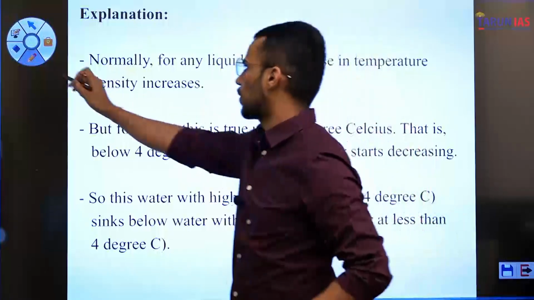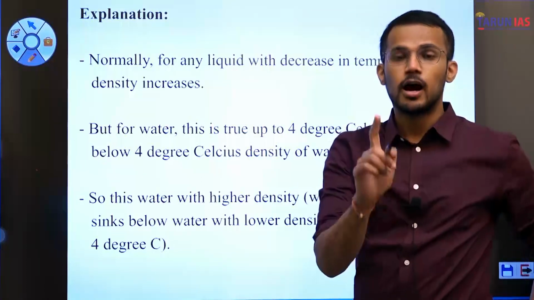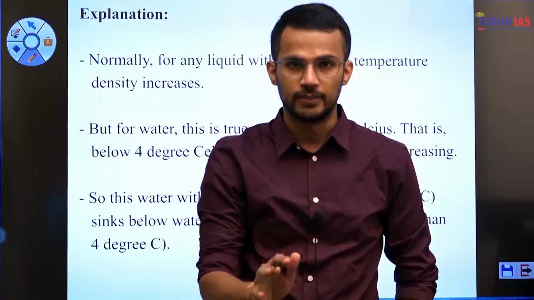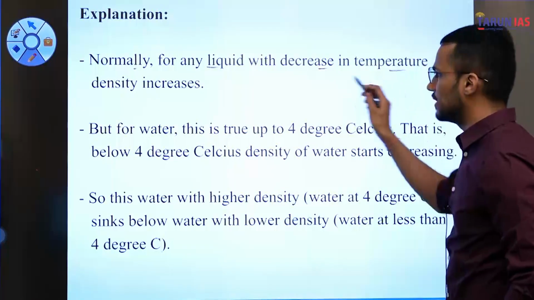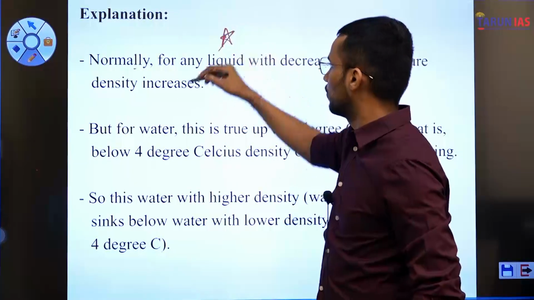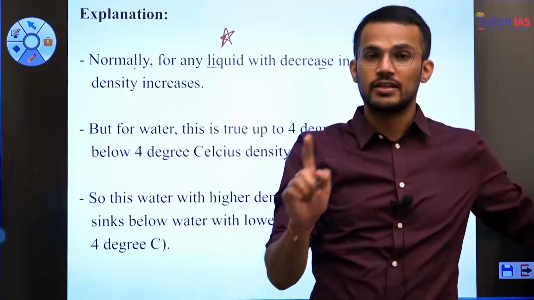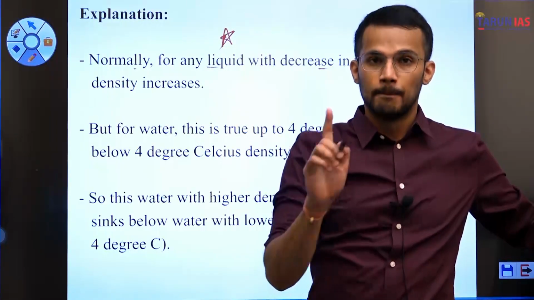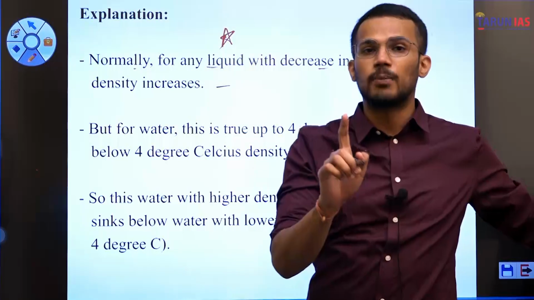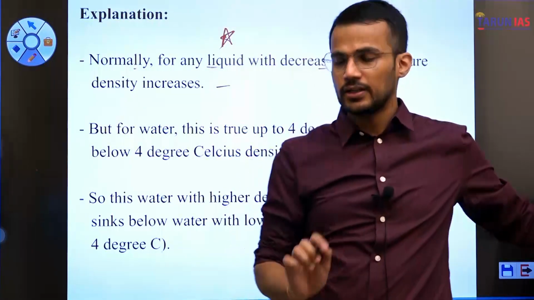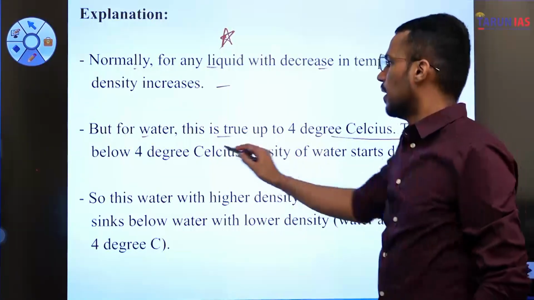So this is the normal property exhibited by most liquids and even water, but up to 4 degrees Celsius only. Normally, for any liquid with decrease in temperature, density increases. So this is a very important point. For any liquid, as temperature reduces, density will increase. But this particular principle is true for water only up to 4 degrees Celsius, right? That is, down to 4 degrees Celsius.